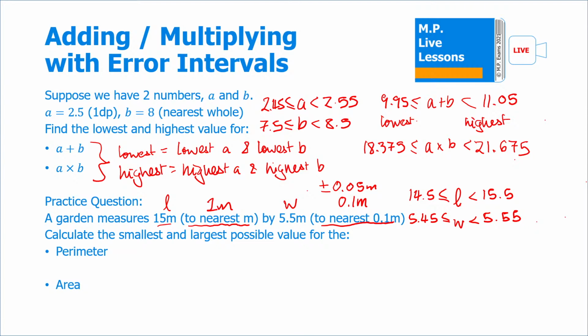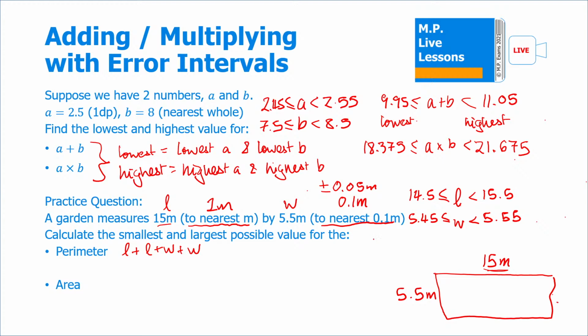So perimeter is you add up all the sides. So if I draw a little diagram on the right, so this would be your 15 meters, roughly to 1 meter, and then the width would be 5.5 meters to 0.1 meters. So the perimeter is this side, this side, this side, and this side. Now you know all the opposite lengths are equal, so you have two lots of the length and two lots of the width.